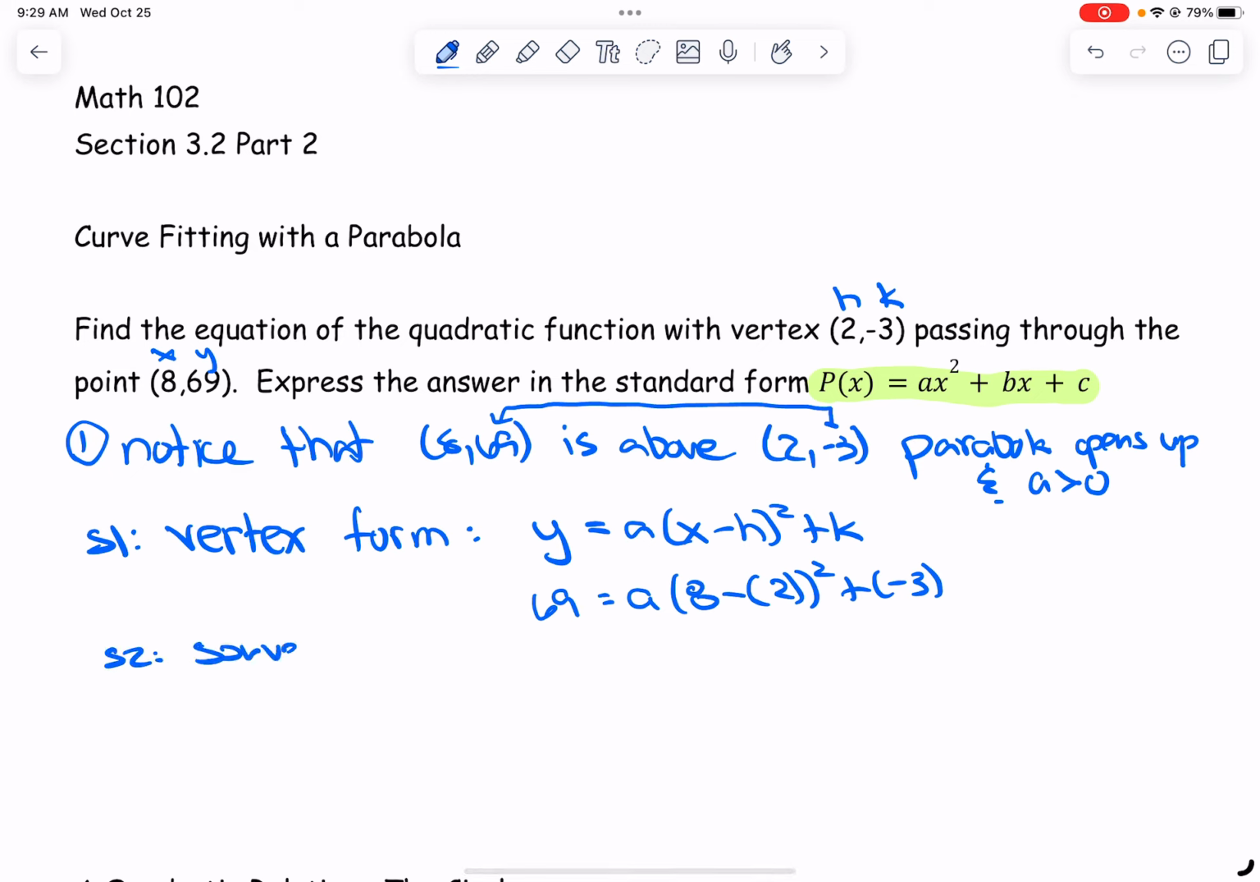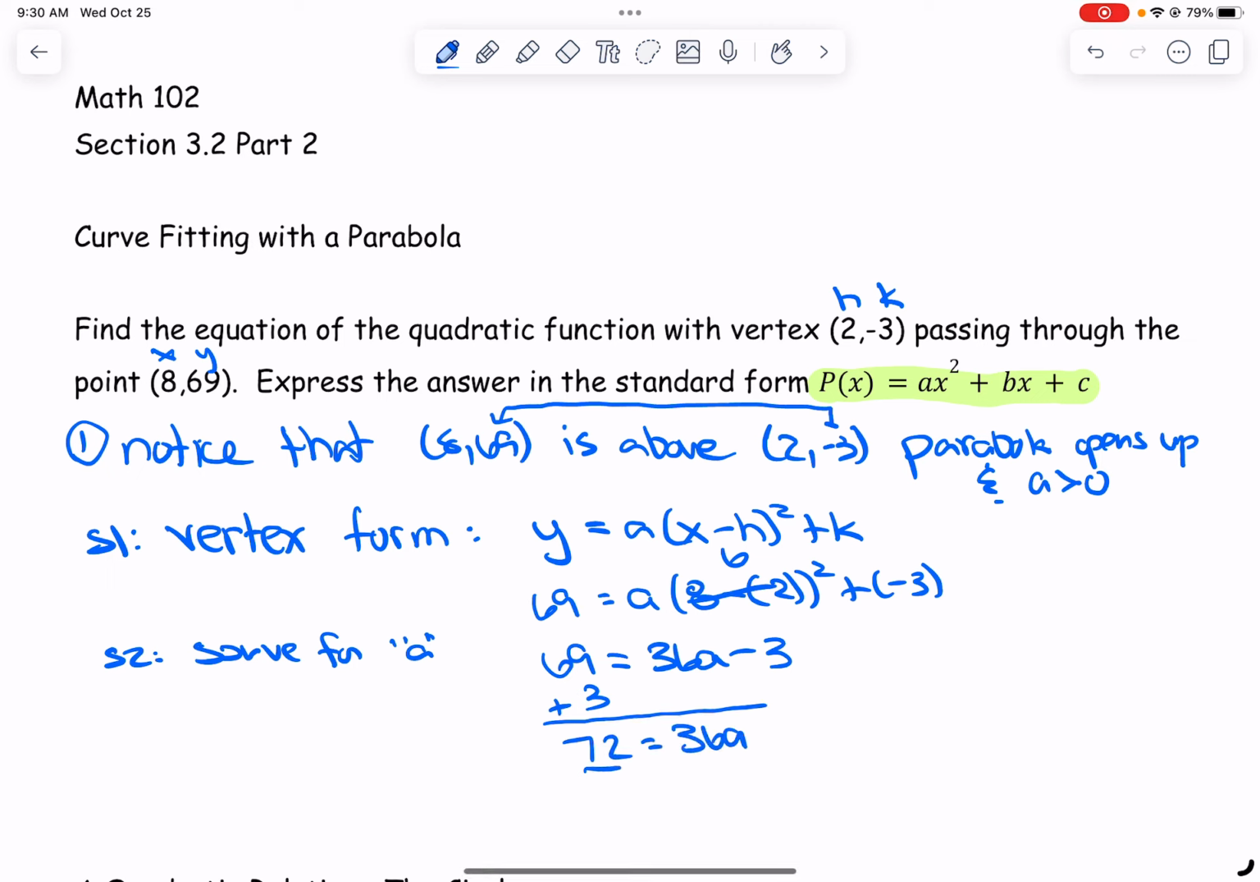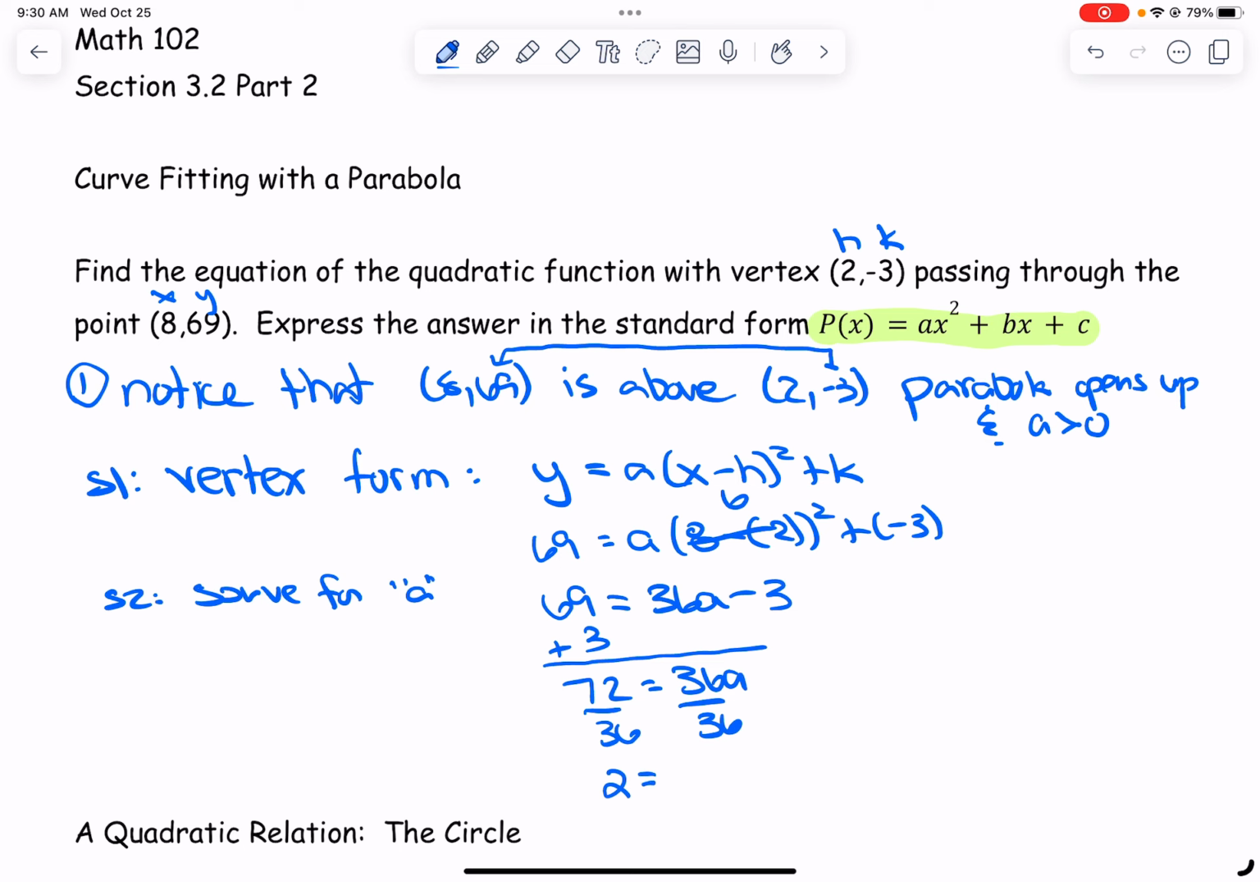And then our next step, we're going to solve for a. So we're going to simplify 8 minus 2 in the parentheses, which gives me 6, and 6 squared gives me 36. That's 36a minus 3. Adding our 3 to this side gives us 72 equals 36a. And thus we get that 2 equals a. Remember I said back in step 1, notice that the point that we pass through is above the vertex. That means that this is in fact going to be a positive number for a, which we found.